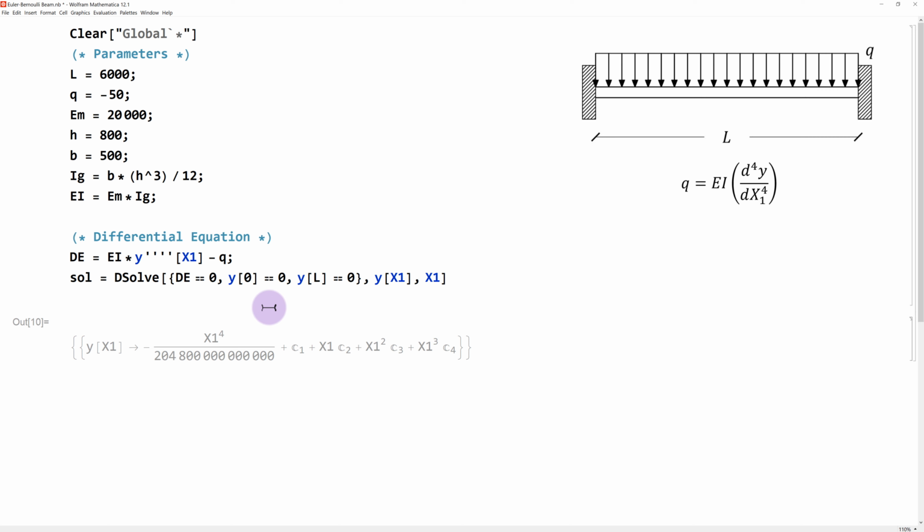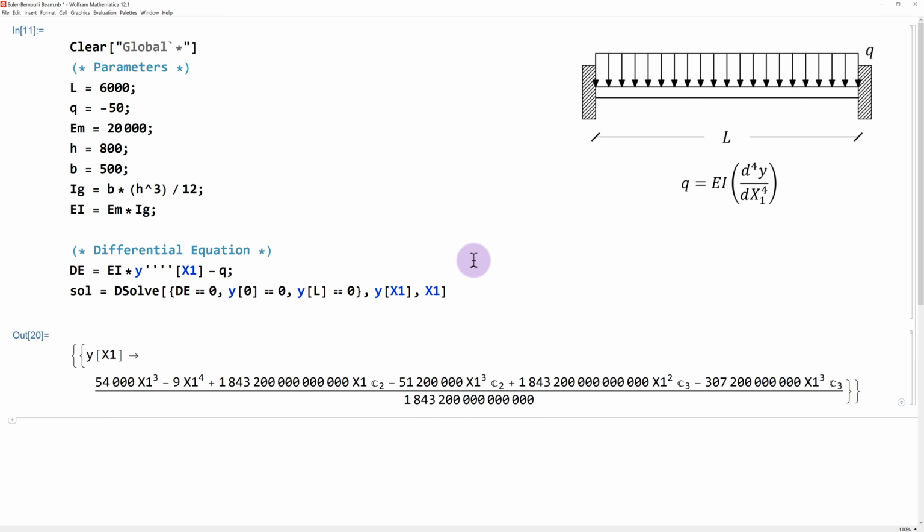So I just added 2. We know that we have 4, but I just added 2, so let's see what happens. I'm going to go Shift Enter, and as we can see, we've eliminated 2 of those constants. We're only left with C2 as well as C3. So notice that C1 and C4 have both now disappeared. You guys can kind of guess, once we input those additional 2 boundary conditions, we should be able to solve for C2 as well as C3.